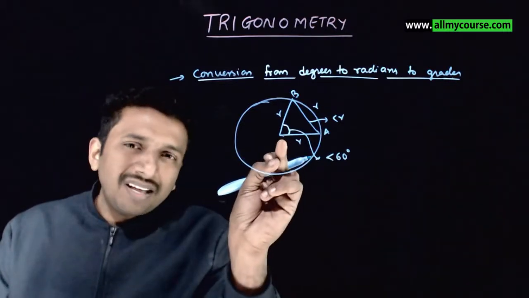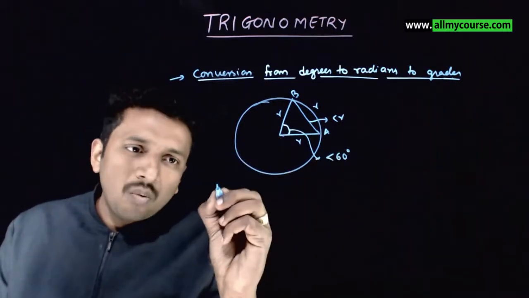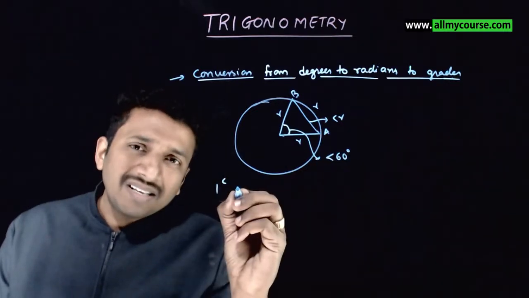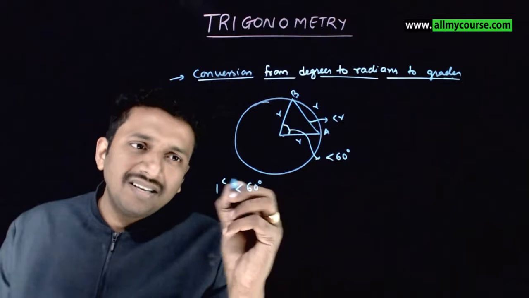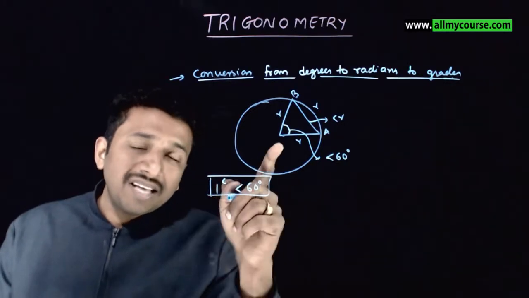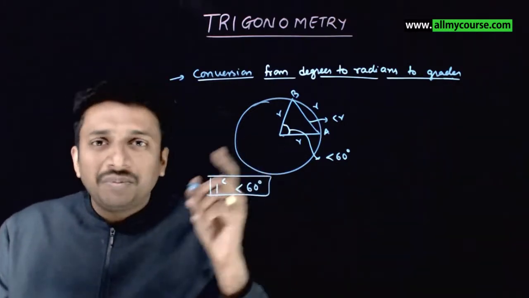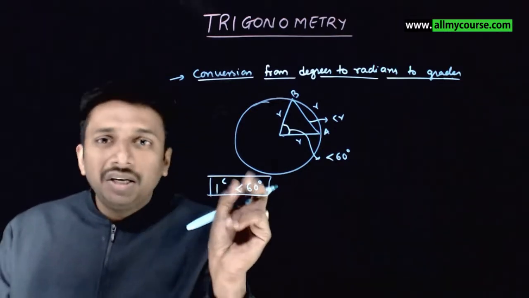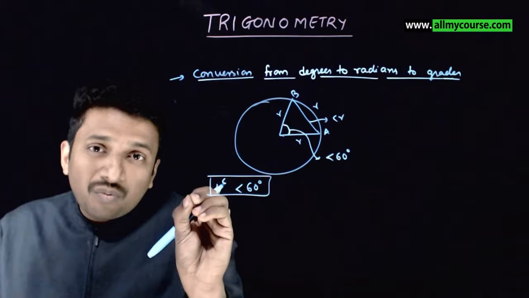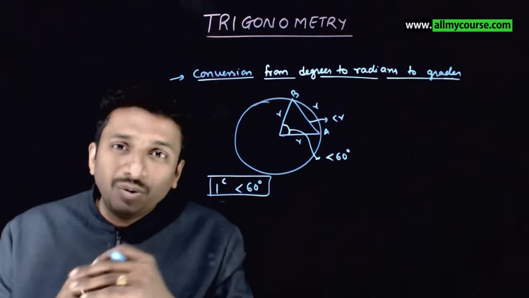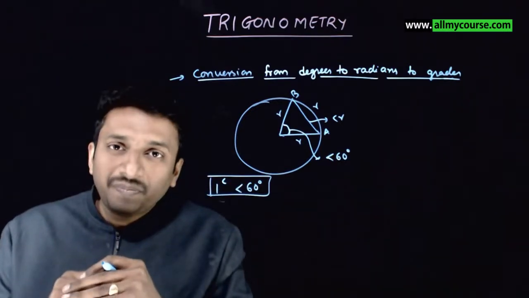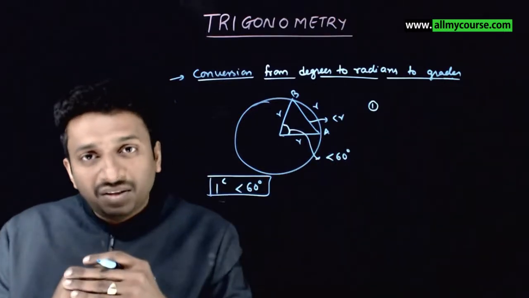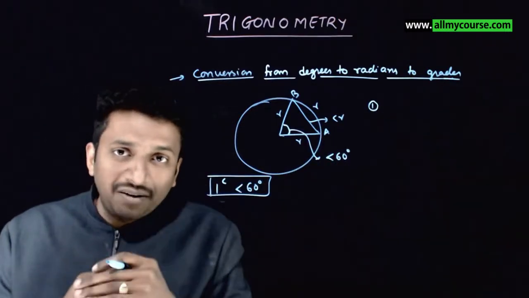So what I can clearly see from this diagram is that 1 radian is some angle which is close to 60 degrees but slightly less than 60 degrees. This can be observed just from observation. Now if I want the exact conversion of degrees to radians, or the exact conversion of 1 radian into degrees, I need to use the conversion formulas, which I am going to write now.